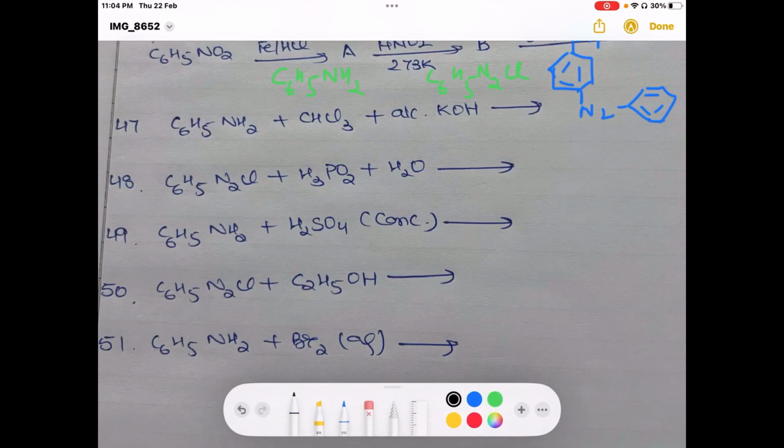An exclusive reaction of primary amine. This is a carbylamine reaction. This results in the formation of isocyanide. Then the reaction with C6H5N2Cl with H3PO2 changes it into a benzene ring.